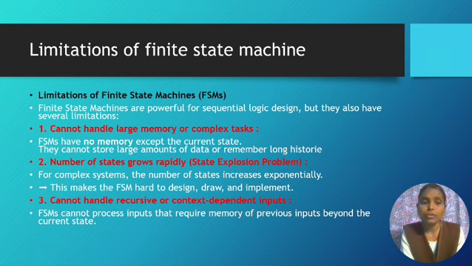Number 2, number of states grows rapidly, the state explosion problem. For example, in large systems, the number of states increases exponentially. This makes the FSM harder to design, draw and implement. Number 3, cannot handle recursive or context dependent inputs. That means FSMs cannot process inputs that require memory of previous inputs beyond the current state.